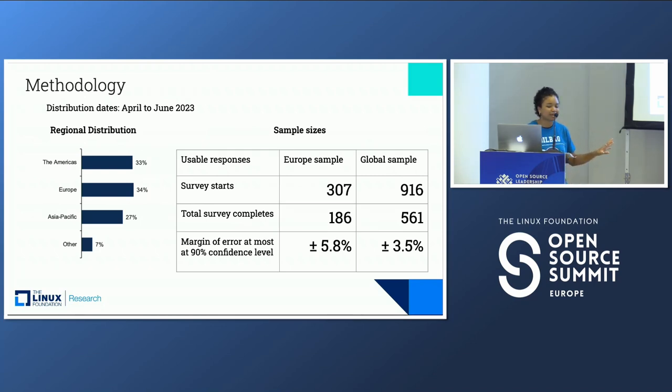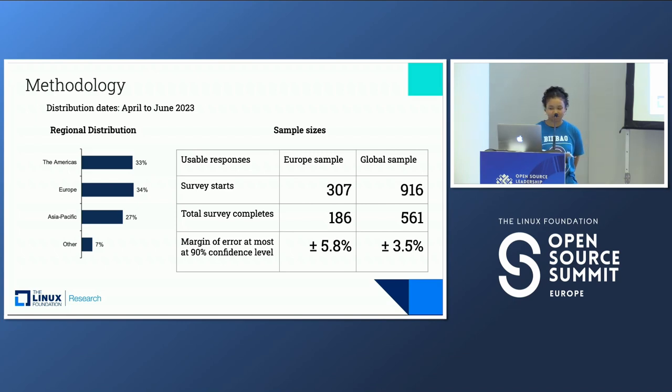Just a little bit about methodology. We distributed this survey between April to June of 2023. The regional distribution of the sample looks like 33% is from the Americas, 34% is from Europe, 27% from Asia Pacific, and then 7% from other regions, which are very much lumped together. And this is because we weren't able to gather that much data from those regions, which is an issue, but should be discussed at another session.